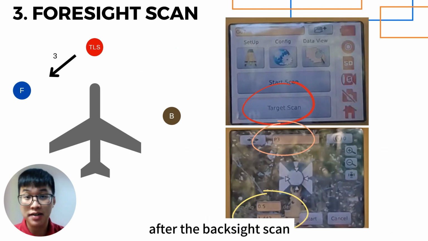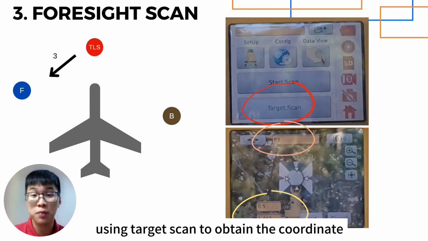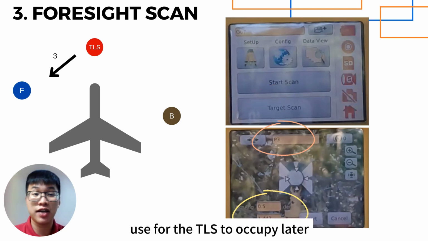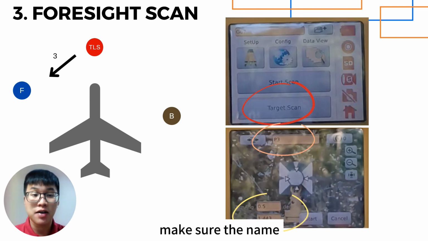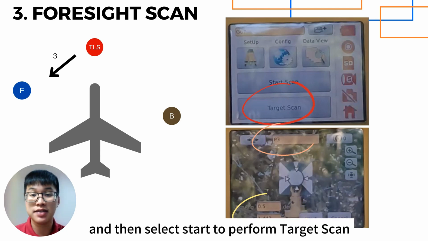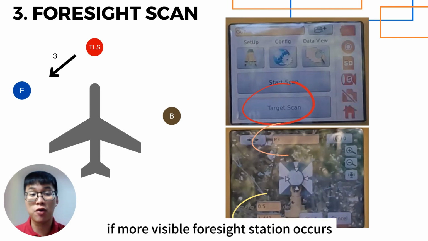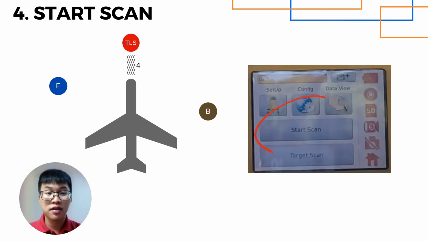After the backside scan, now we will perform foresight scan using target scan to obtain the coordinate used for the TLS to occupy later. Make sure the name and the height of the foresight station are correct, and then select start to perform target scan. Repeat this step if more visible foresight stations occur.